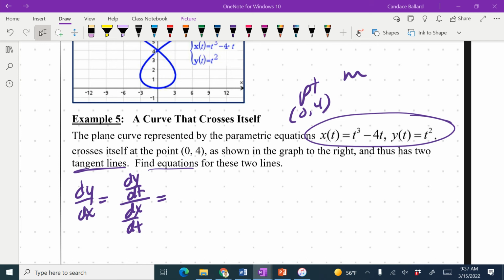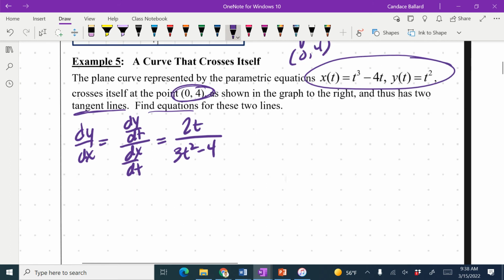Okay, so what did you get for your numerator? 2t, good. Denominator? Good. Okay, so we've got our derivative. I need to plug some t values in. Do I have t values? The only things I have are x and y, right? So I need to actually figure out what t values I am plugging into this thing in order to get tangent lines.